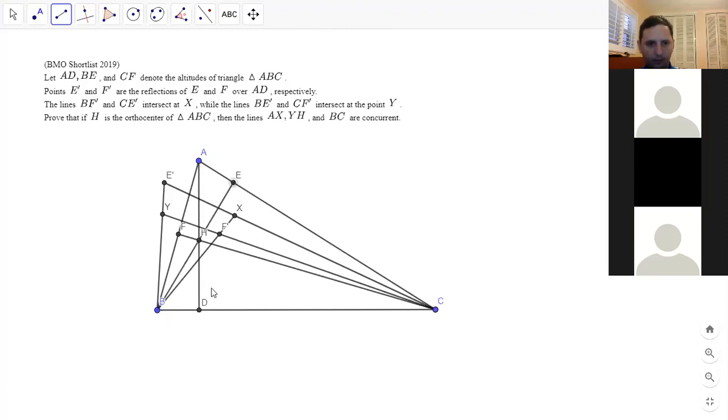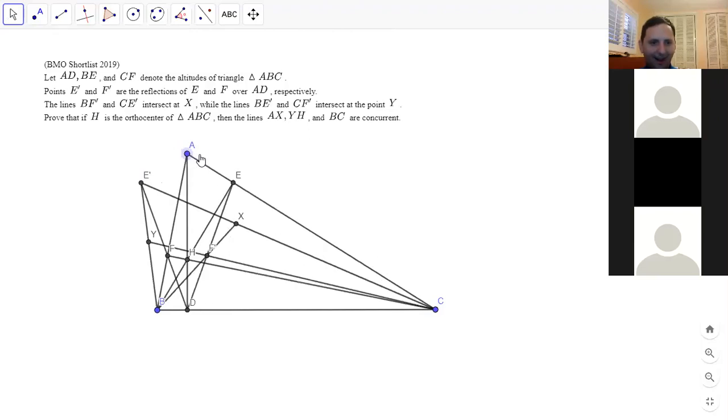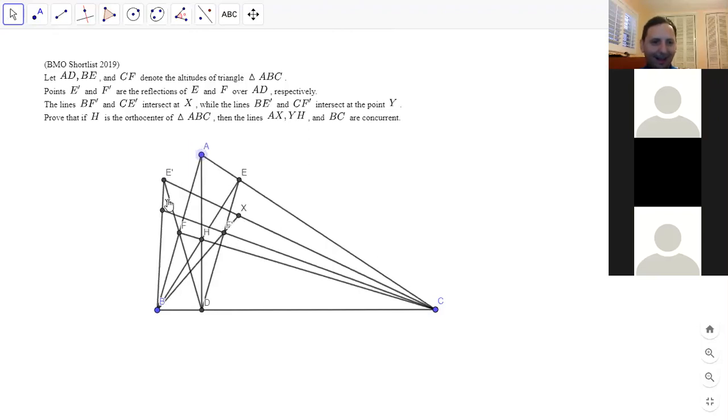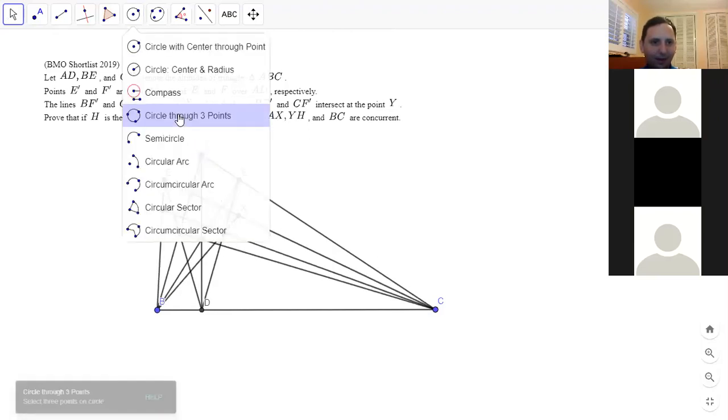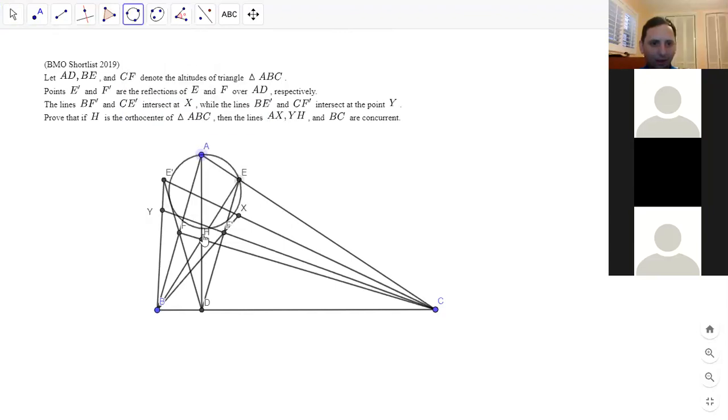I wonder if DF prime. Draw the circle with diameter AH. Everything lies on it. And now this looks like some Pascal theorem. Oh, by symmetry, F prime and E prime are both going to lie on it. And then we have to show X and Y lie on it.